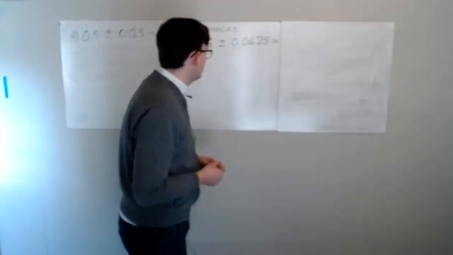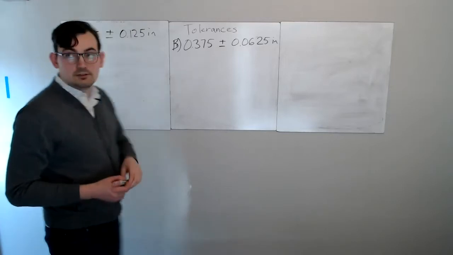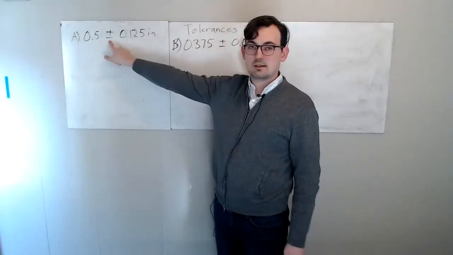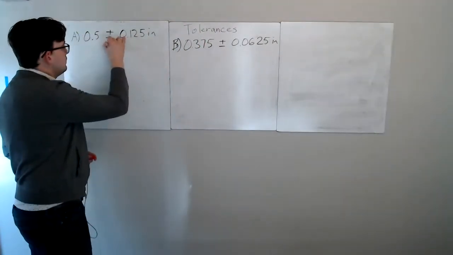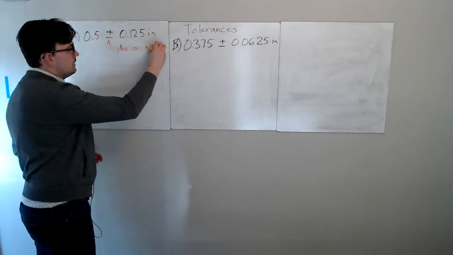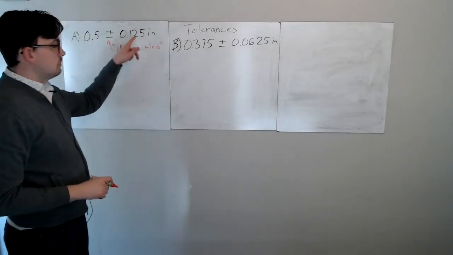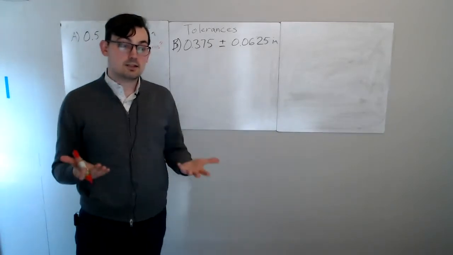So for instance, in this particular dimension, I've got 0.5 plus or minus 0.125, that's what this says. This is plus or minus. Let me write that here. This is plus or minus, that's how we would say that, plus or minus 0.125. Now we talked a little bit about these common decimals already.